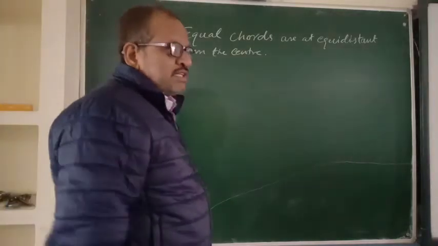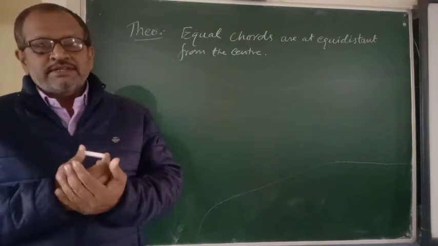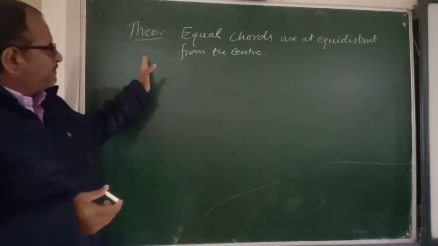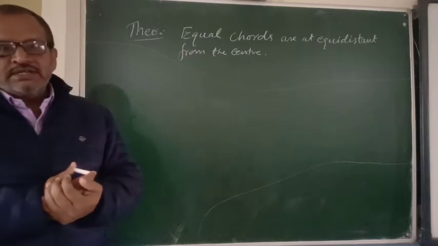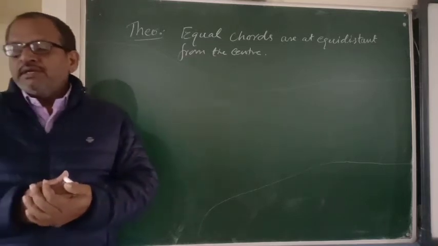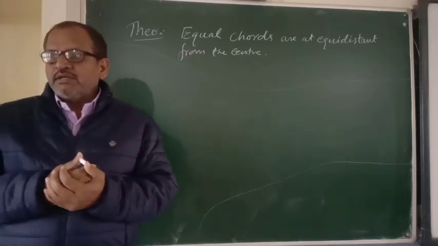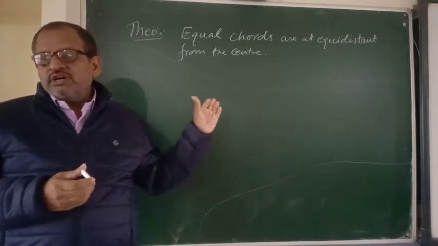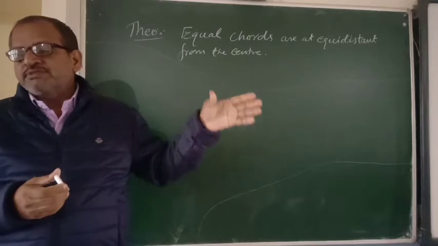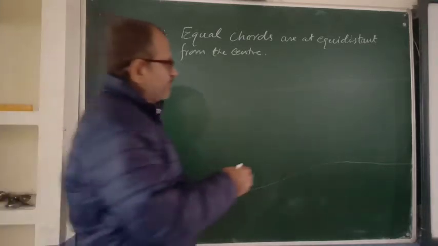So today we will discuss some more theorems on circle. See this theorem: equal chords are equidistant from the center. If many chords are there in a circle and the lengths of all the chords are equal, it means these chords are at the same distance from the center.